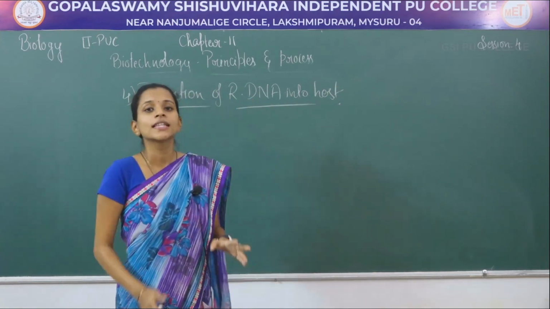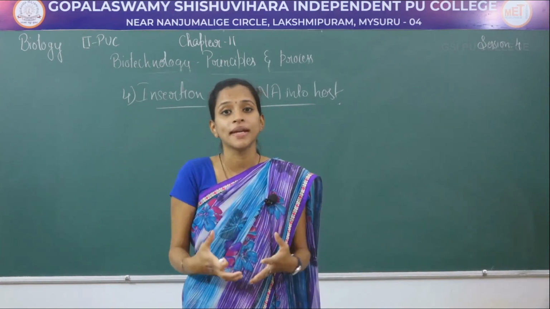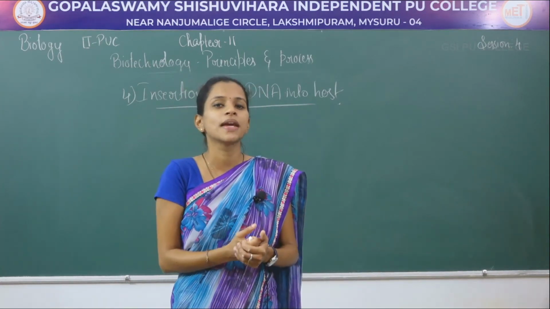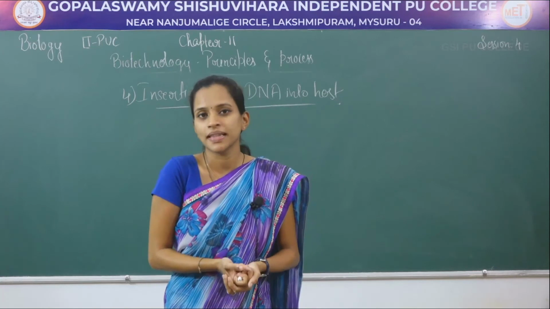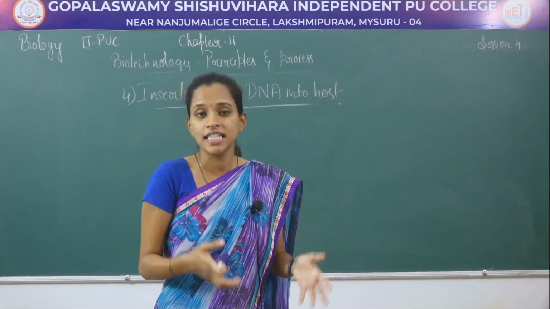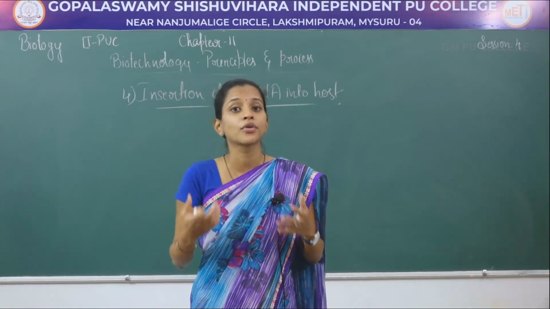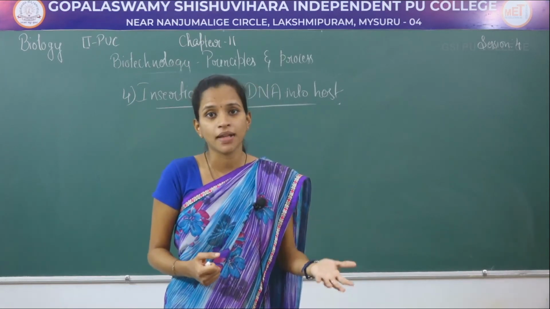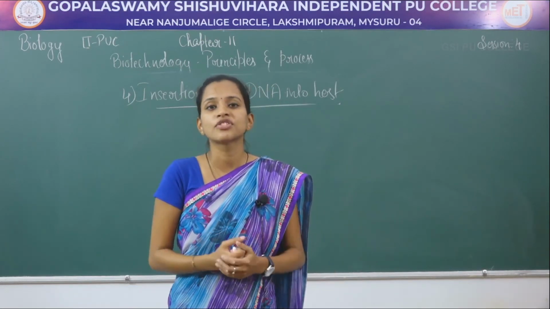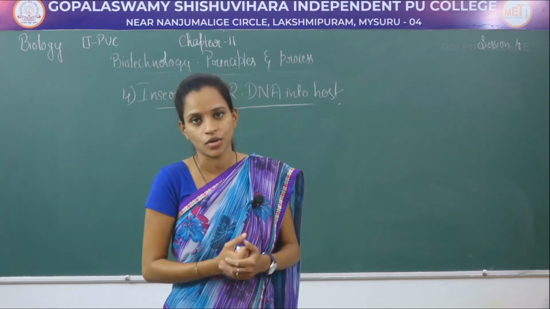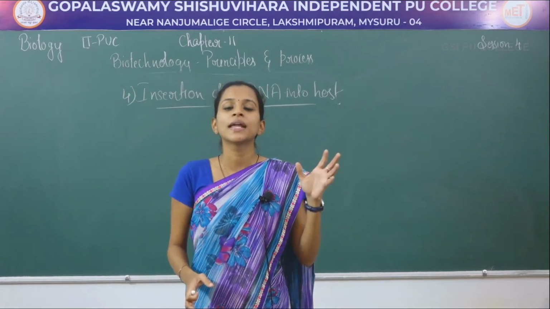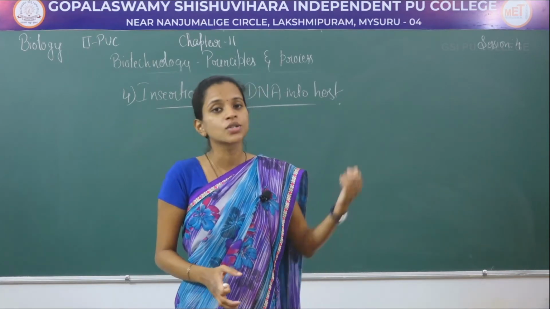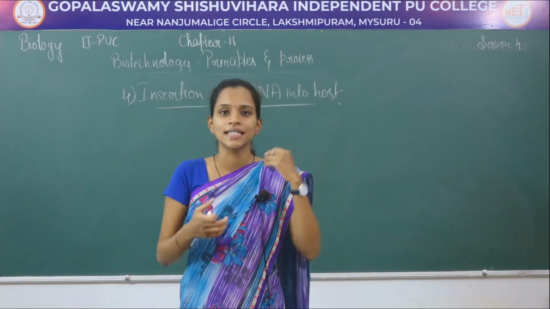For this process, the host is initially made competent. Initially, the host is made competent using different methods, like we have studied: gene gun method, biolistic method, micro-injection method, disarmed pathogen method, or introduction of specific concentration of cations. So, by these methods we can make the host competent so that the recombinant DNA is inserted into it.